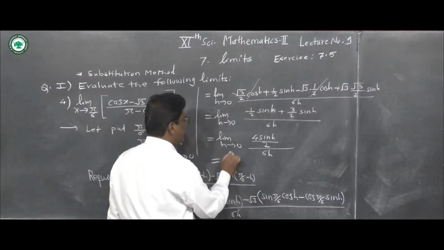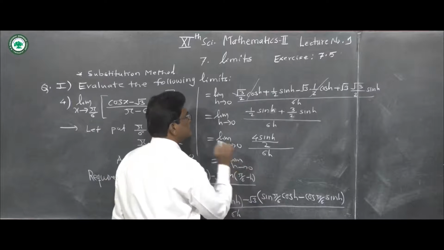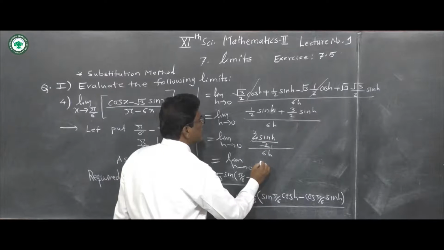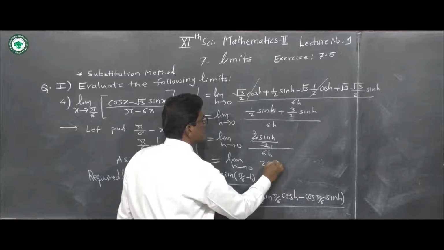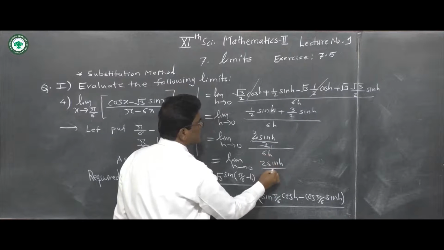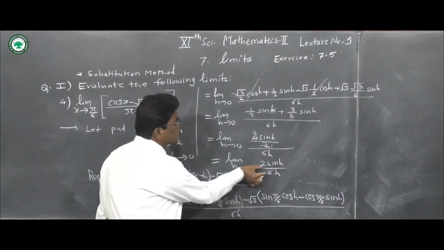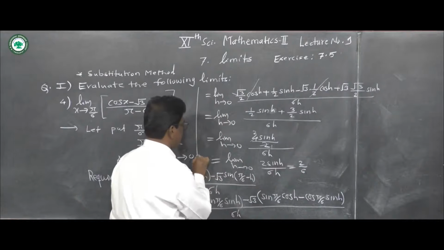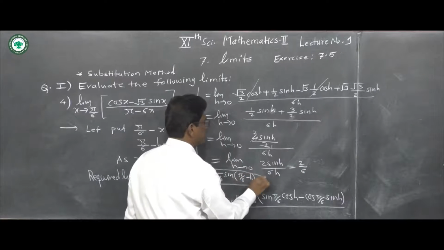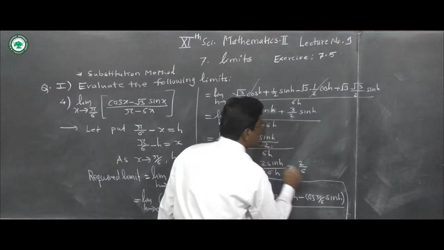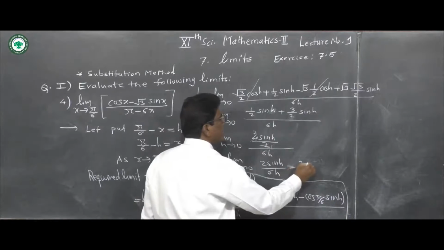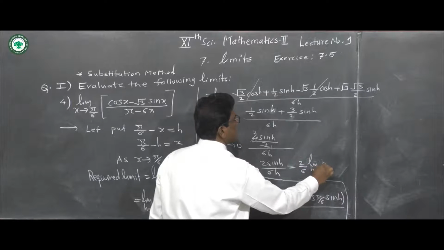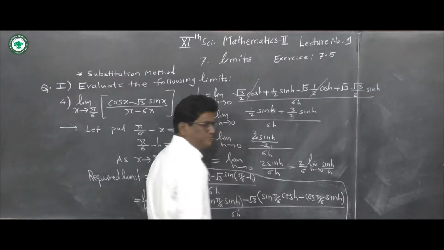So it is equal to limit as H tends to 0. Now 2 ones are 2, 2 twos are 4. So 2 sin H upon this 6H. Okay, now take this 2 upon 6 outside the limit. So it is equal to 2 upon 6 outside the limit into limit H tends to 0 of sin H upon H.